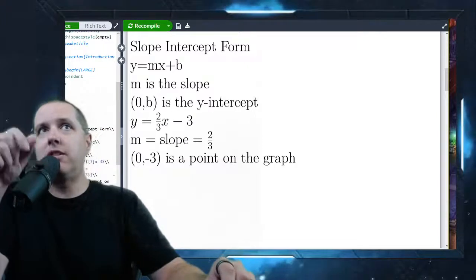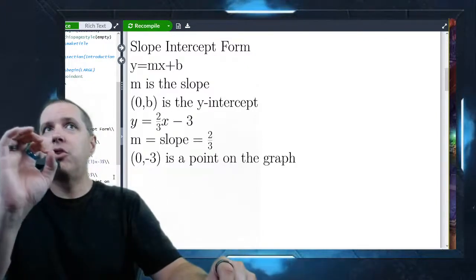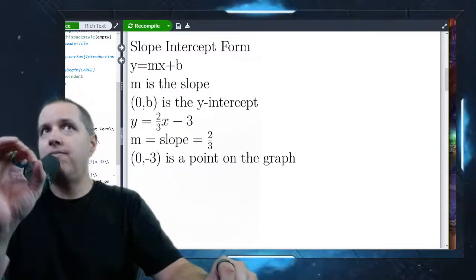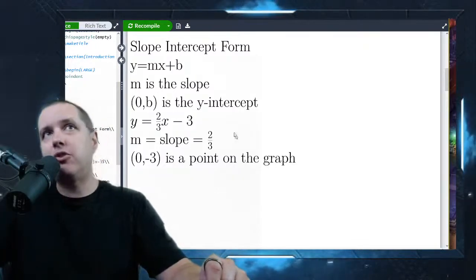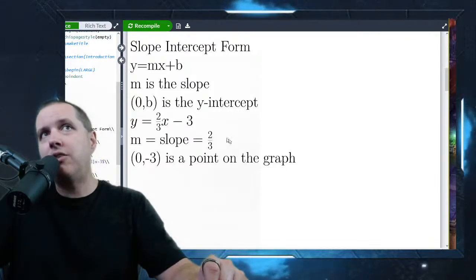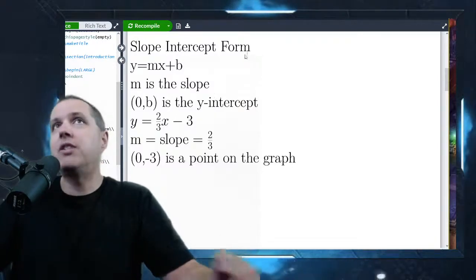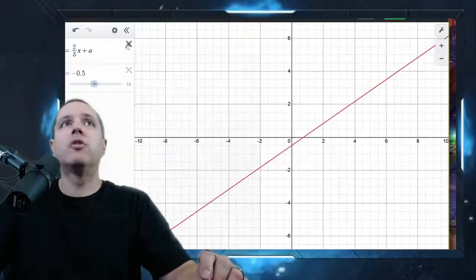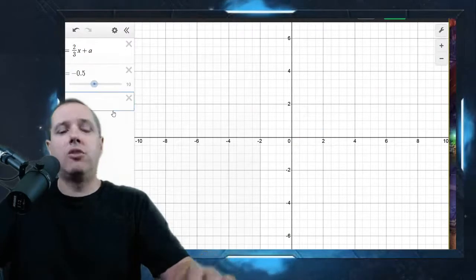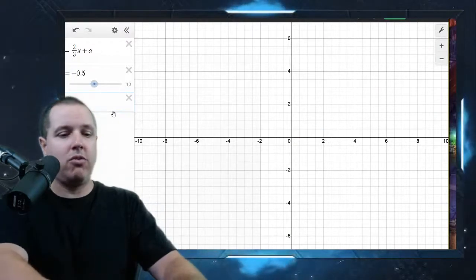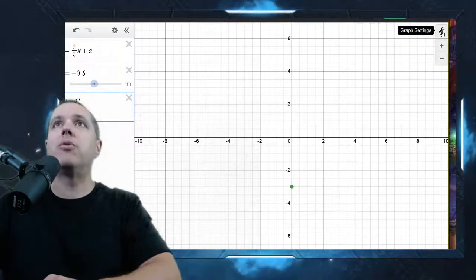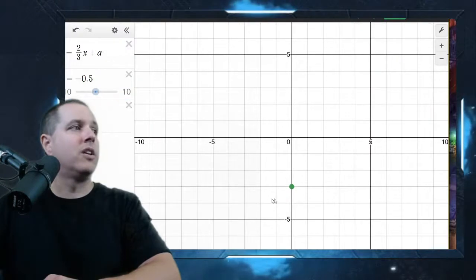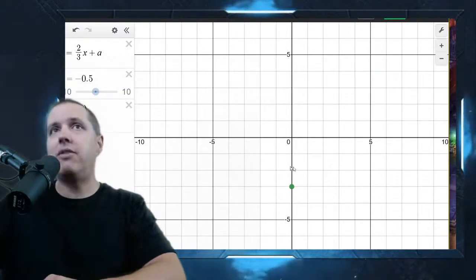So here's how I would do this. If I know that my graph goes through the point (0, -3), and I know that my slope is 2/3, then how would I graph this? Remember, slope is rise over run, rise of 2, run of 3, and we know that we have the point (0, -3). That's all we need. Watch. So let's close that down for a minute. I'm going to graph the point (0, -3). Let's make this a little more obvious. There we go. (0, -3). You can see my point right down here.